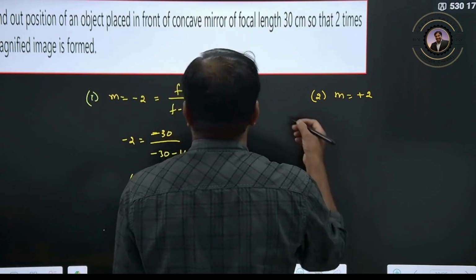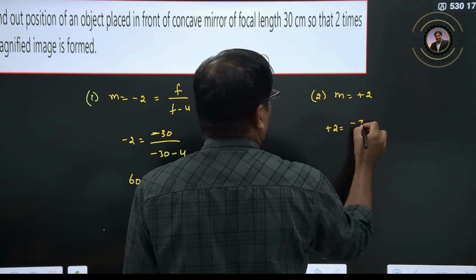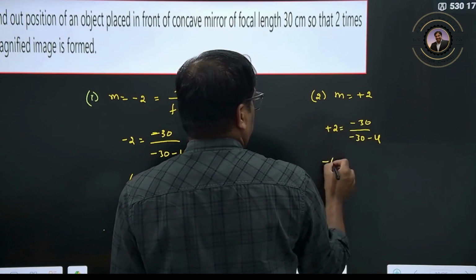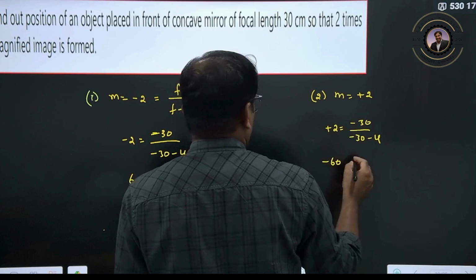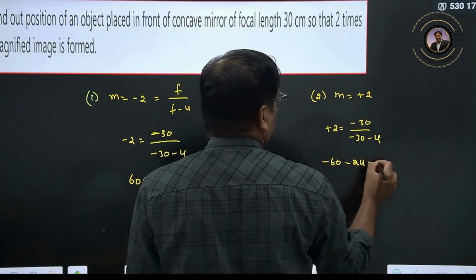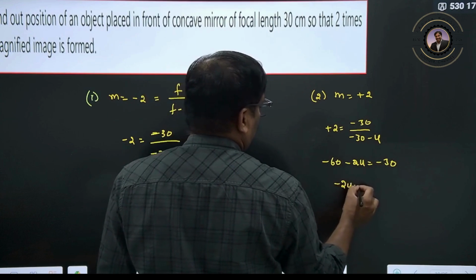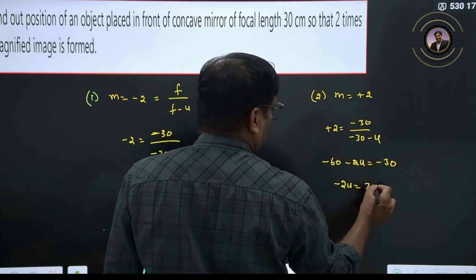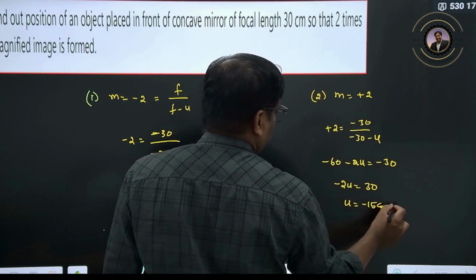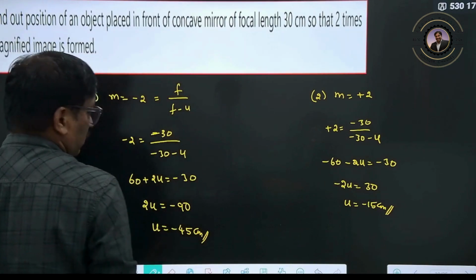Here, again the same formula. It is plus 2, equal to f by minus 30 by minus 30 minus u. Therefore minus 60 minus 2u is equal to minus 30. Taking this, minus 2u is equal to 30 plus 60, minus 30, u is equal to minus 15 centimeter. Clear? So this is for the virtual image, and the earlier one is for the real image.